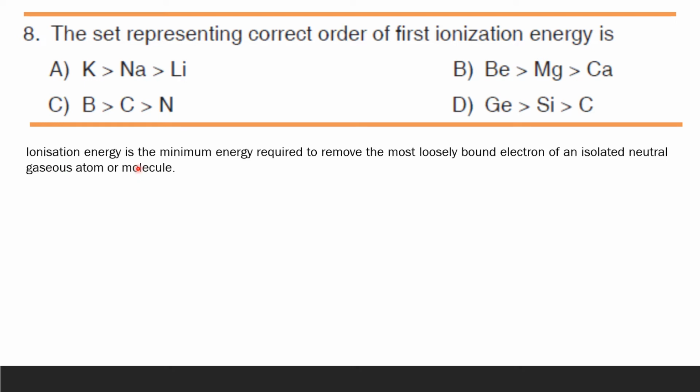It is nothing but the energy which is required to remove the most loosely bound electron from an atom or a molecule in its neutral gaseous form. So this is what is meant by ionization energy. But in order to answer this question, you need to have an idea regarding the variation of ionization energy in a group and along the period of the periodic table. Normally, in the periodic table the elements are arranged in various groups and periods.